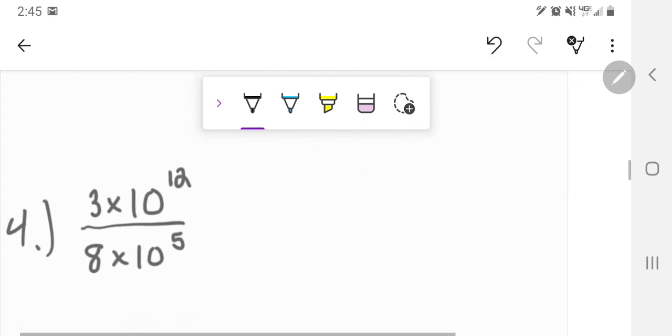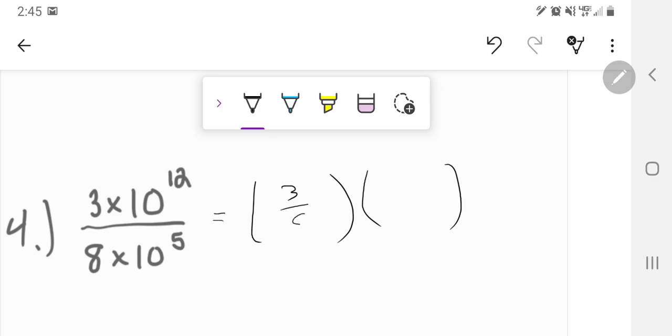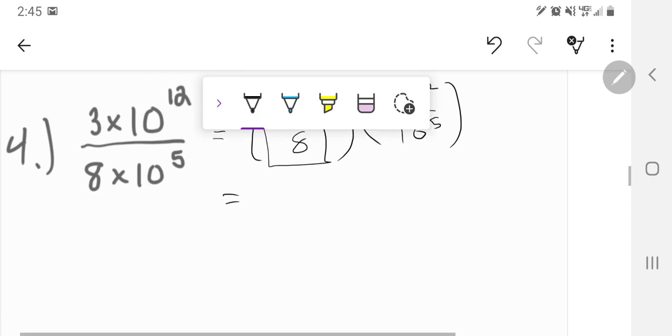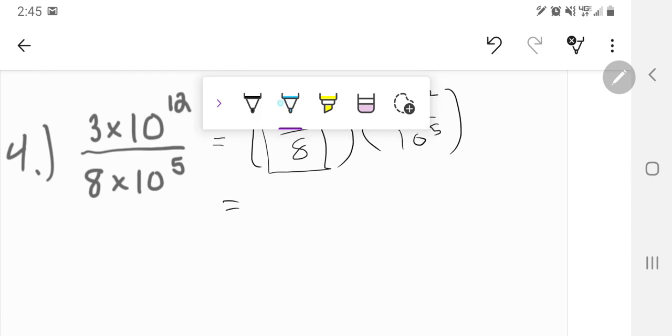Number 4, almost halfway there. We'll be there after this. Associate the 3 and the 8, and then the powers, 10 to the 12th and 10 to the 5th. We've got to divide this guy here. Uh-oh. Top dog gets a doghouse. Let's change to our other color. Actually, I'm going to pick red. It's just a little bit easier to see.